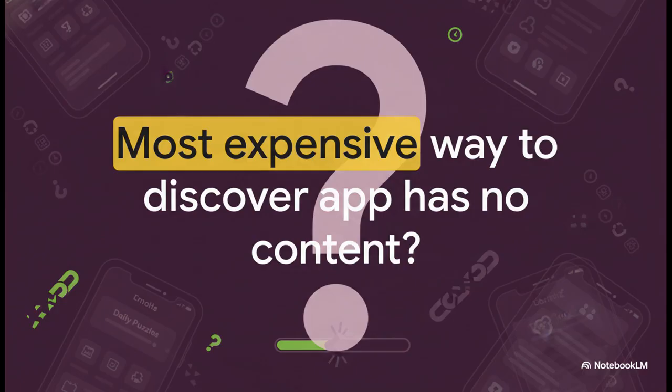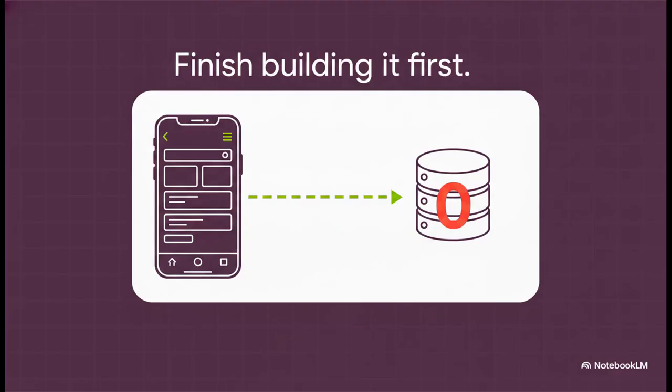What is the absolute most expensive way to discover your app has no content? You finish building it first. Yeah, it's devastating. You've literally burned through all your capital, your time, your emotional energy, just building a beautiful delivery mechanism that has absolutely nothing left to deliver. This is the exact trap that the team behind Cineladder, which is this really cool daily Indian cinema quiz, desperately wanted to avoid. They knew that running on a hunch about content was basically a recipe for disaster.